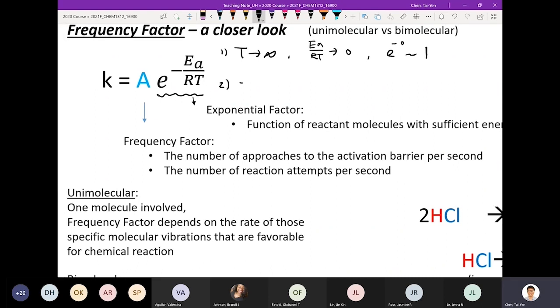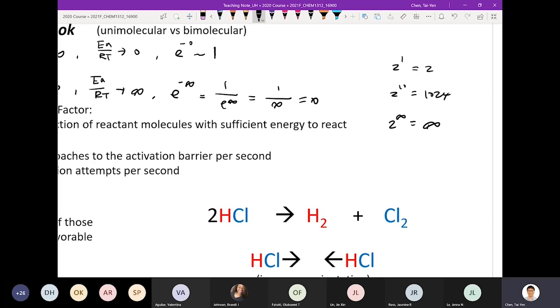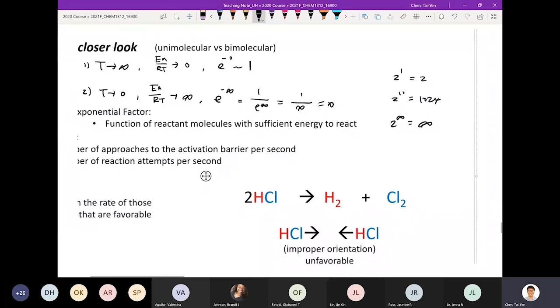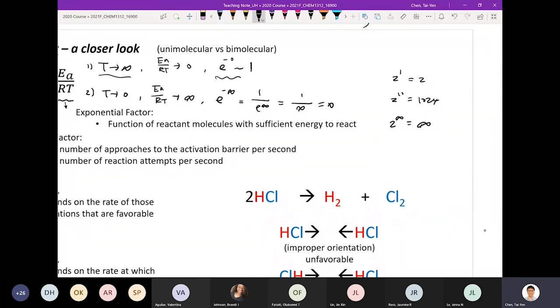The second extreme: if your temperature approaches 0, then your Ea over RT is going to approach infinity. Therefore, your exponential term will be e to the negative infinity. This is going to give you 0, right? So at high temperature, your exponential term gives you 1. At very low temperature, it gives you 0. It means your exponential term is always between 0 and 1.